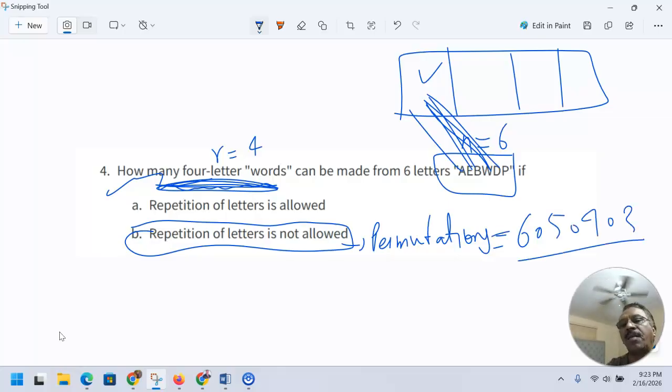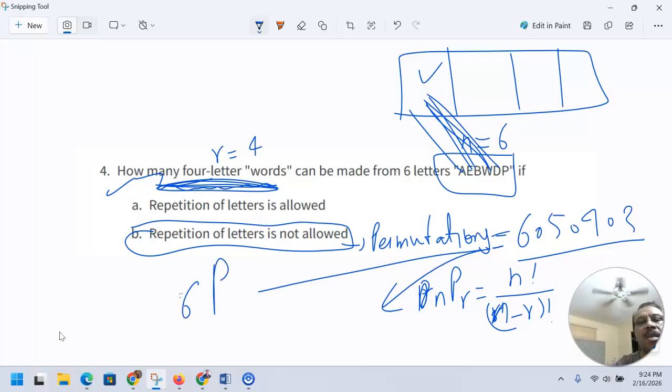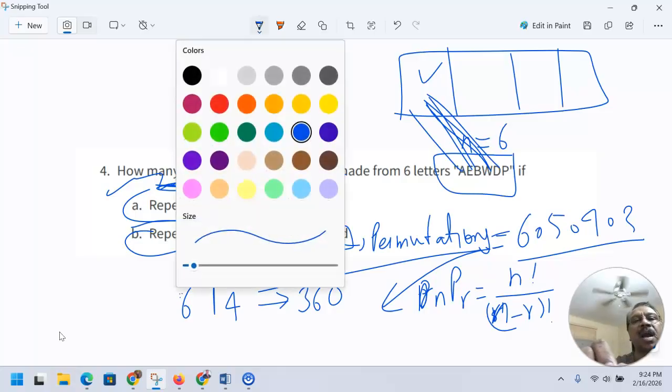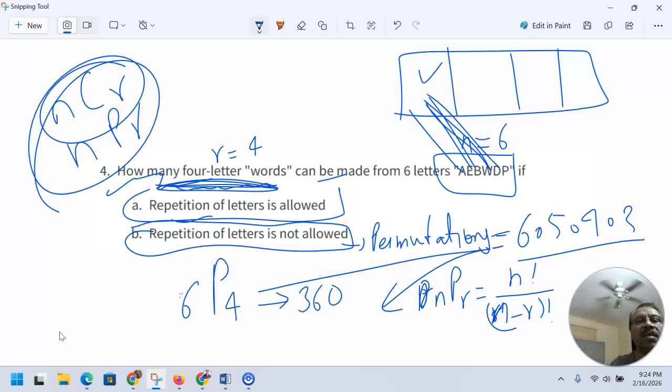This is using the fundamental principle of counting, but you could also use the permutation formula, which is nPr. Actually, it is n factorial divided by n minus r factorial. But we can directly write, okay, there are six of them, P, and there are four. Put on the calculator. I think you end up getting 360. But this one is a little confusing because we can't use nCr and nPr. This won't work because this is repetition allowed.